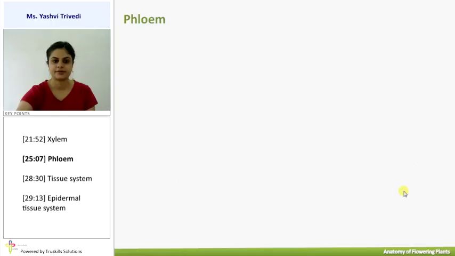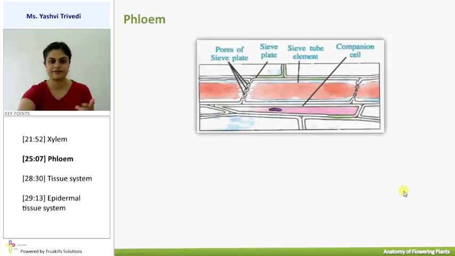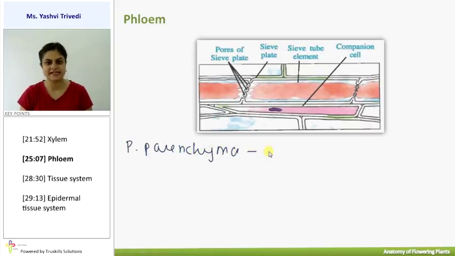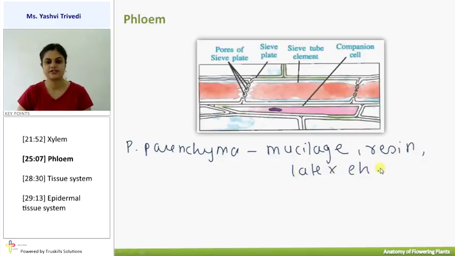Next, this is a diagram of phloem fiber. The third element present is phloem parenchyma. Again, as it is made up of parenchyma cells, they are live cells. They are also used for storage purposes, of food materials like mucilage, resin, latex, etc. All such food items are stored in the phloem parenchyma.